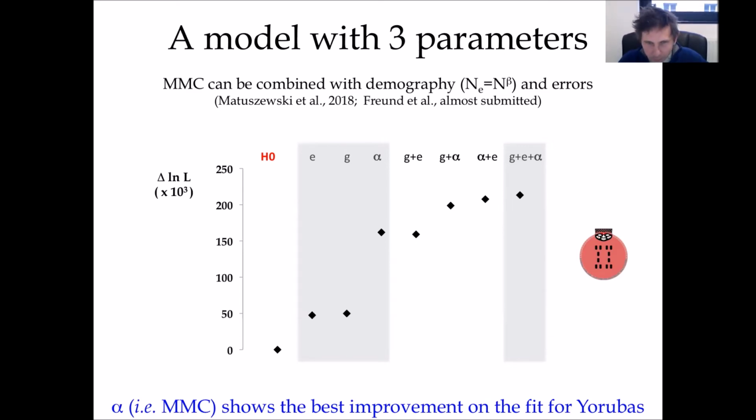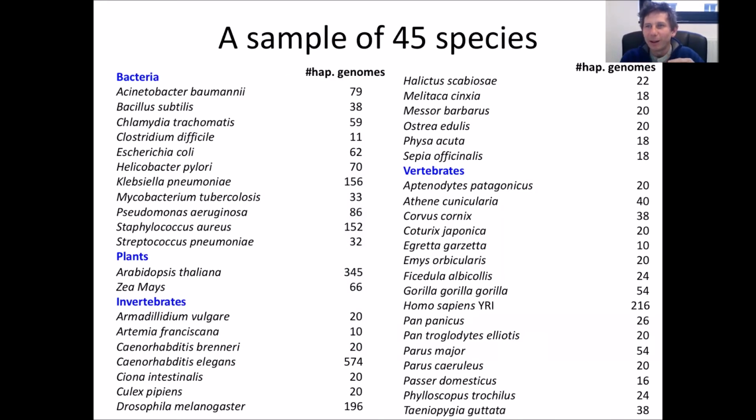Okay. So now we've studied not a single species, but we've collected 45 species, with some bacteria, some plants, some invertebrates, some vertebrates. The deal was to have at least 10 individuals and genome-wide SFS. So I removed any kind of data set where there was a single locus or, say, 10-ish loci. Right? I really wanted to have genome-wide polymorphisms.